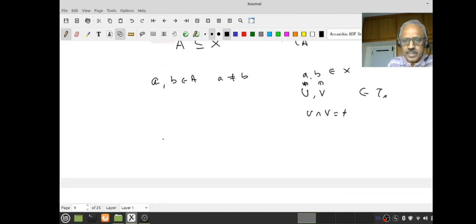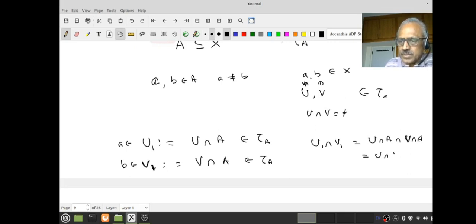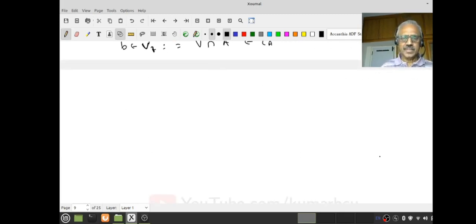Now let us look at my U1, which is U intersection A. Now a belongs to this, and therefore this is in tau A. And similarly, b belongs to U2, that is V intersection A. That belongs to tau A. But what is U1 intersection U2? That is U intersection A intersection V intersection A, that is U intersection V intersection A. This is already empty, therefore this is empty. Therefore we have shown it is again Hausdorff. Let me see whether there is any more example I would like to say, or this is more than enough.